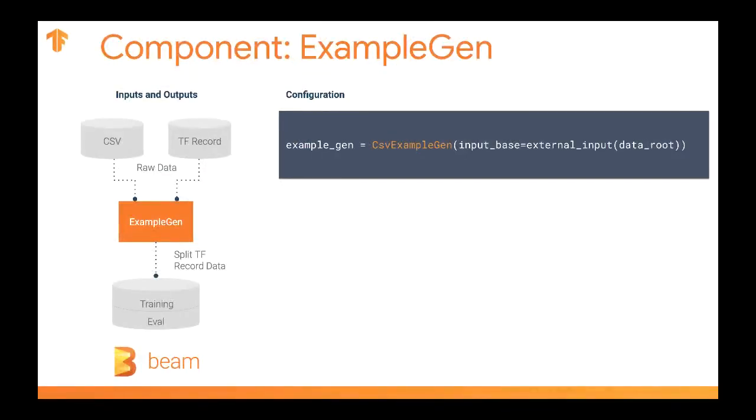So starting off, we have ExampleGen. And ExampleGen ingests data from a number of different data sources, and you can create your own custom ExampleGen if there isn't an existing one for the data source that you want. So ExampleGen will split your data into as many splits as you need, and it'll transform or convert it into TF examples contained in TF record files.